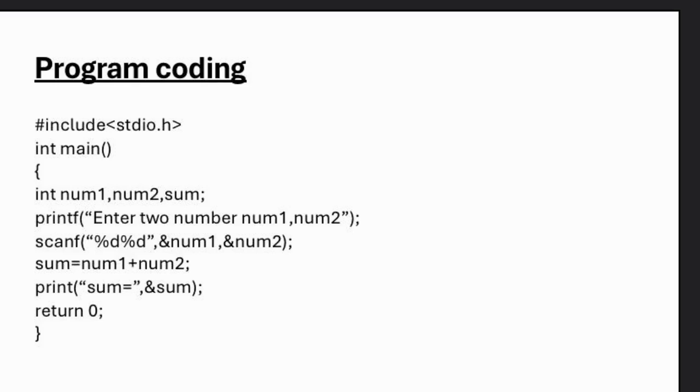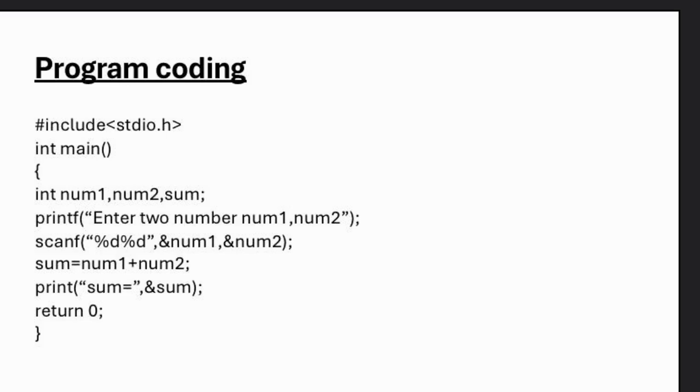This is the program with the understanding of the algorithm. With the algorithm, we understand the logic and how to write the program. So let me explain this program step by step. First, we include stdio.h. This include is used to include libraries.